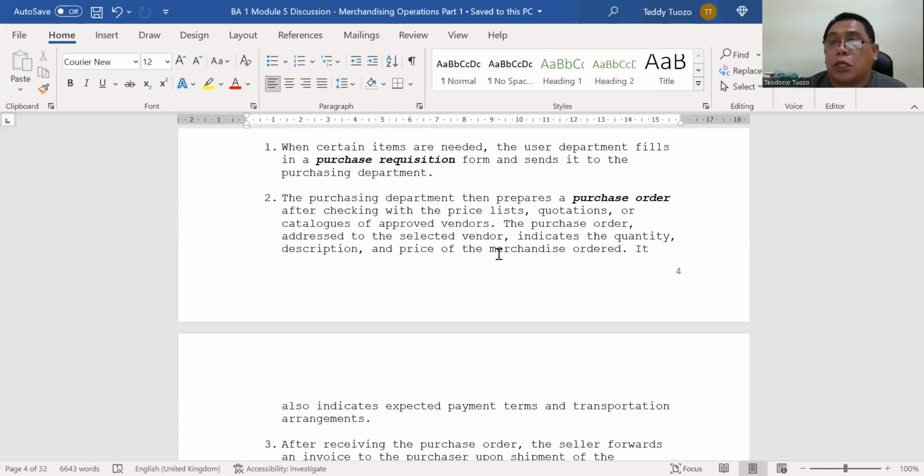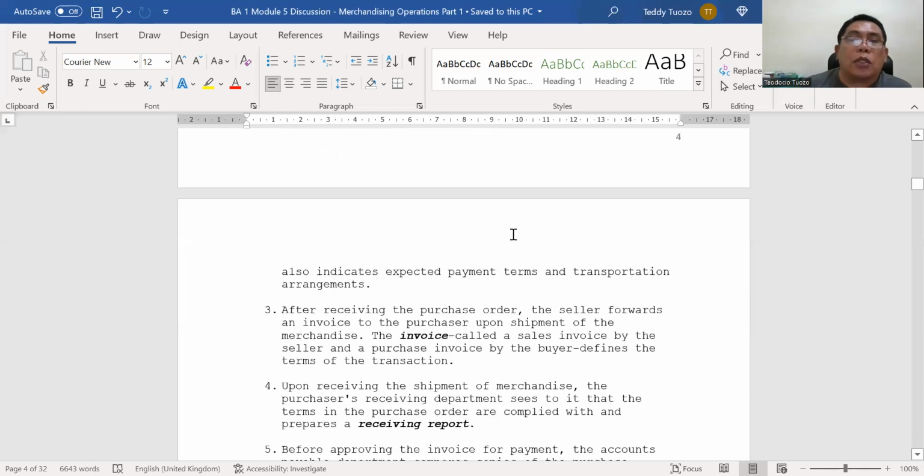Of course, there were quotations earlier, before we prepare these purchase orders. The purchase order addressed to the selected vendor indicates the quantity, description, and price of the merchandise ordered. It also indicates expected payment terms and transportation arrangement.